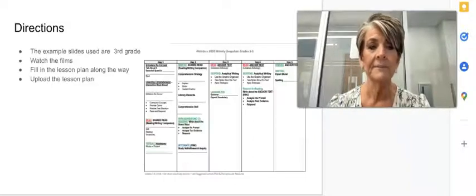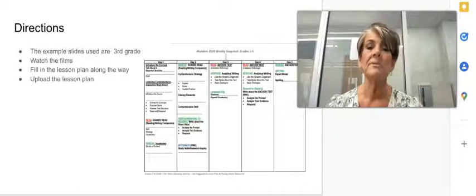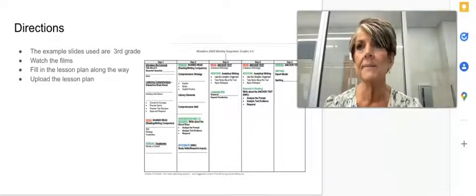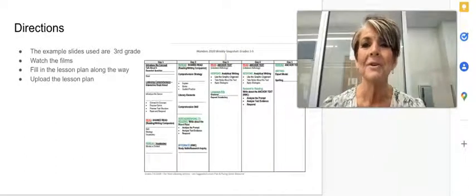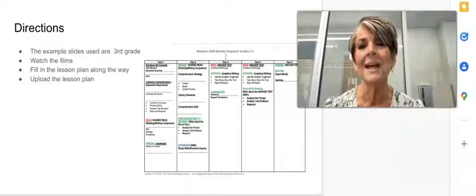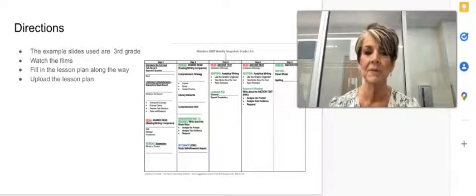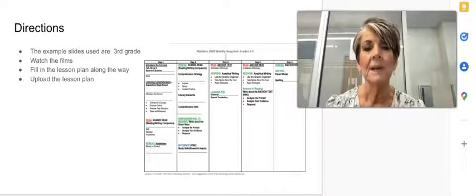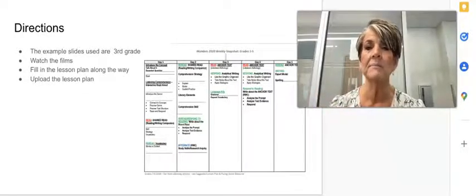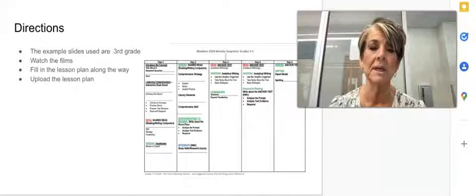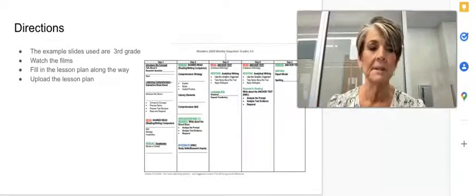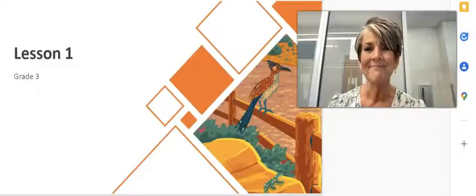So let's just review some directions that you'll need to know. The example slides that I'm using here are in the middle. They're third grade. Third grade is closest to second grade, and it has the same components as fourth and fifth grade. You watch the films, you stop the film, and then you fill in your lesson plan along the way, thinking and doing. You will then upload the lesson plan, like I said before.